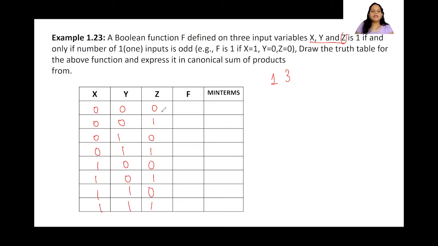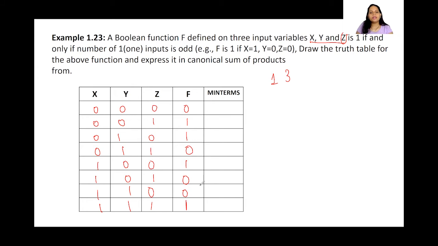Now see in which rows we have an odd number of ones. This one is 0, so we can write 0. Here we have 1, so 1. Here it is 2, so 0. Here it is 1. Here it is 2. Here it is 2. Here it is 1. So in 4 places we are getting output as 1, right?